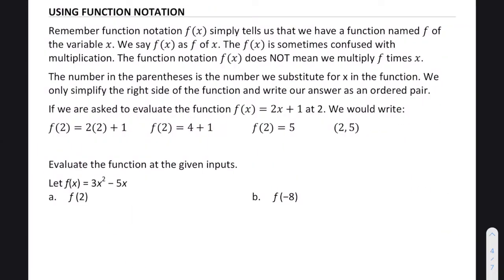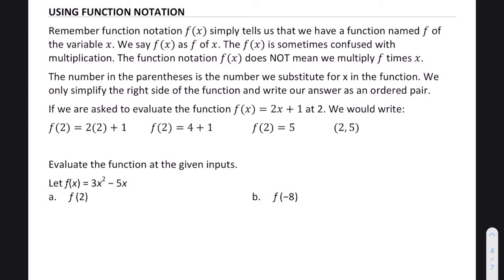Another thing we need to be able to do is just use function notation. A function is kind of like a machine where we take an input of some sort, we put it into one side, and it comes out the other side as something different. If you remember from the beginning, function notation is written like this, where we have an f, parentheses, and an x, and it simply tells us that we have a function named f, and it's of the variable x. Whatever variable is inside the parentheses, that's the variable for our function, and the letter outside of the parentheses is simply the name of the function. We just use that to identify that this is the function f.